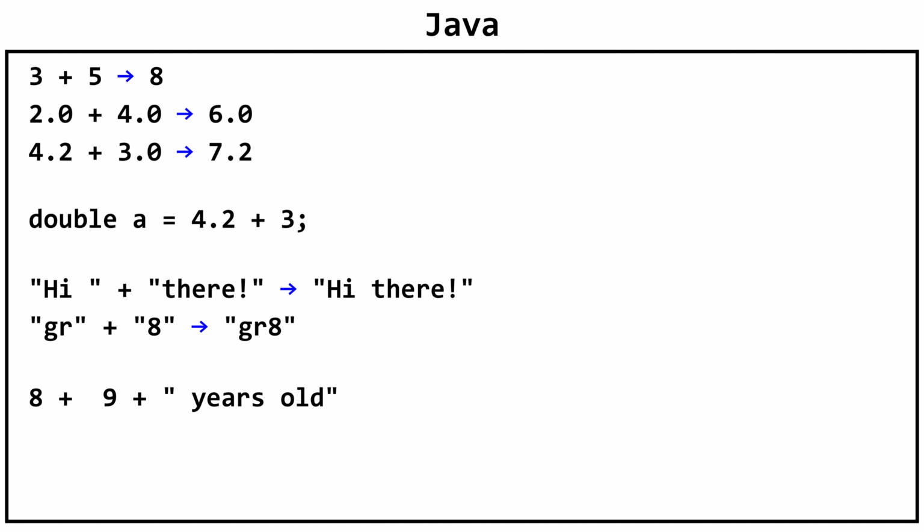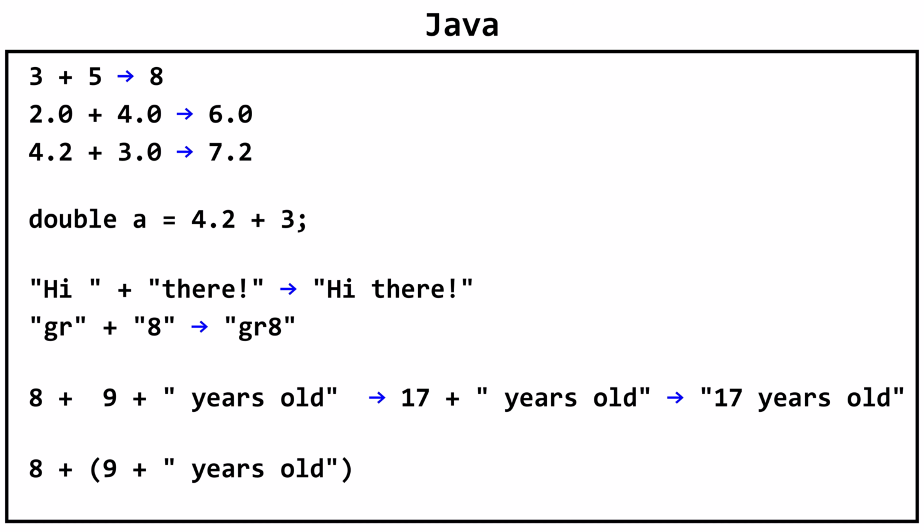Here's an example that shows the importance of operator precedence. The plus operator is left associative, so we'll execute from left to right. 8 plus 9 is 17. 17 is implicitly converted to a string, and the 2 strings are concatenated into the string 17 years old. In this variation, we add a set of parentheses. Parentheses have the highest precedence, so we start with the second plus symbol. The 9 is implicitly converted to a string and concatenated with the second string. Next, 8 is implicitly converted to a string and concatenated into the string 89 years old.